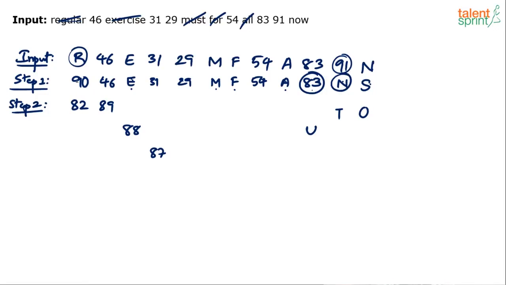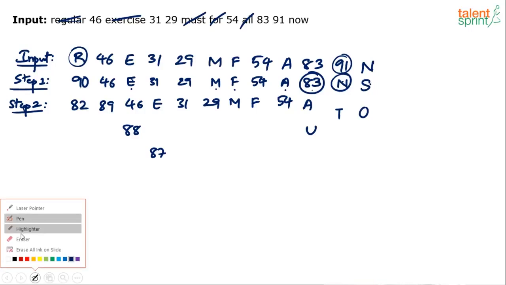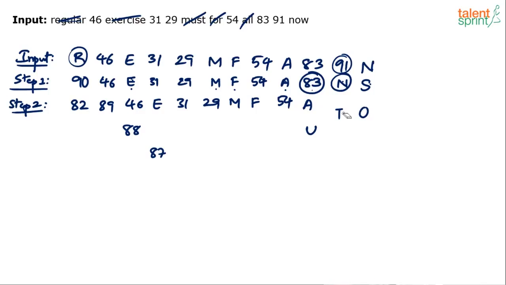So 89 is the result of 90, then we copy 46, we copy E, 31, 29, M, F, 54, A. Remember 83 and N have already been moved and S becomes T here. So see, just come a little down, let me just copy it once again. T and O in the right horizontal line. So you understood what I meant, right? You can, if you want, do that also. So what was it? T, O.